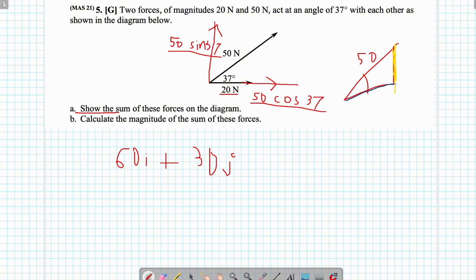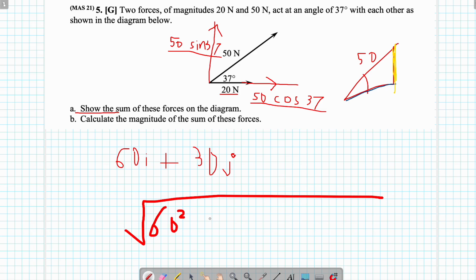Okay, so for the magnitude, we learned this with vectors. What we're gonna do is radical 60 squared plus 30 squared, which will give us 67.1.